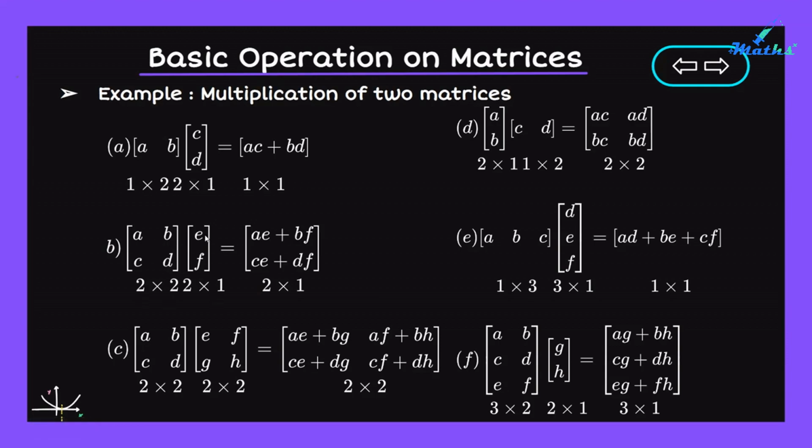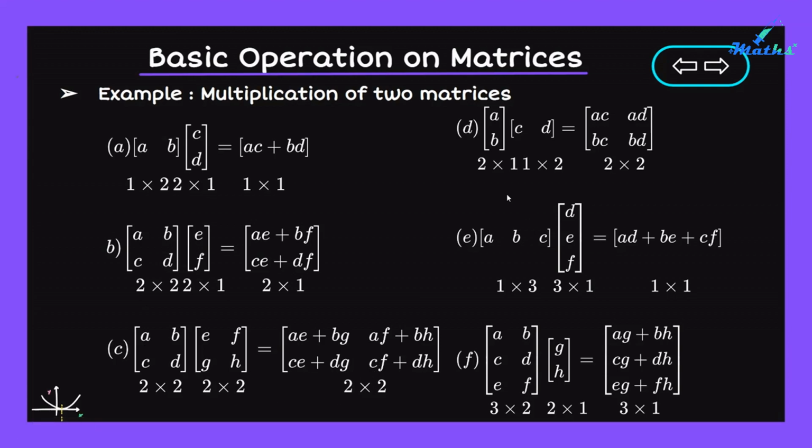So A times E plus B times F. For the second row also, C times E plus D times F. And C is A times E plus B times G. And another one is A times F plus B times H. C times E plus D times G. C times F plus D times H.